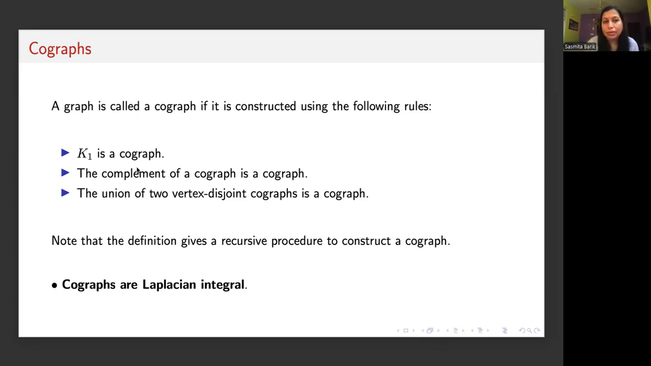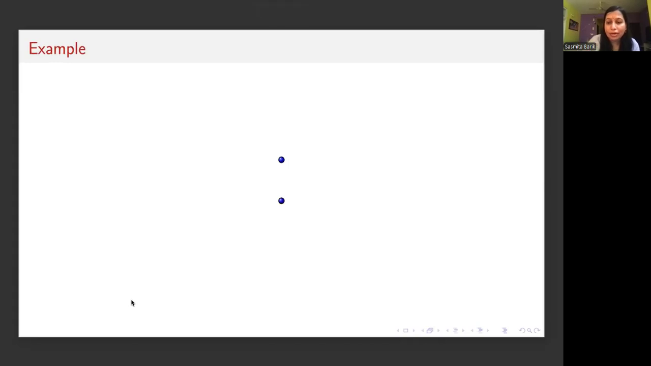Co-graphs, in a particular case, are threshold graphs. They are known as threshold graphs. The threshold graph class is a subclass of co-graphs, and that is also a Laplacian integral class. Now, how it has been constructed, I have given one example. This is K1 and this is K1. So K1 union K1 is a co-graph. Now, if I make the join, or basically I'm taking the complement of them, you can think of the complement of K1 union K1. This comes as K1 join K1.